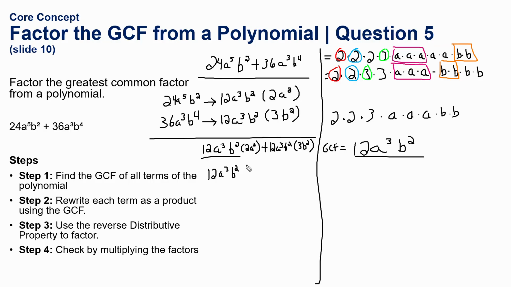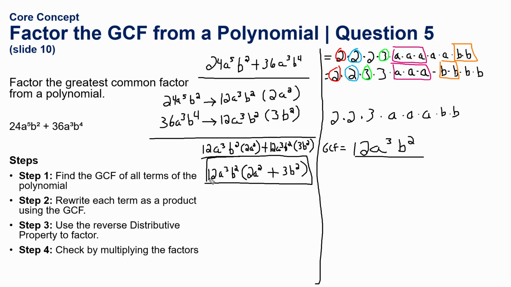And then on the inside of the parentheses, we have our first term, 2a to the second power, plus 3b squared here. Okay, and that is our answer for question number 5 here.